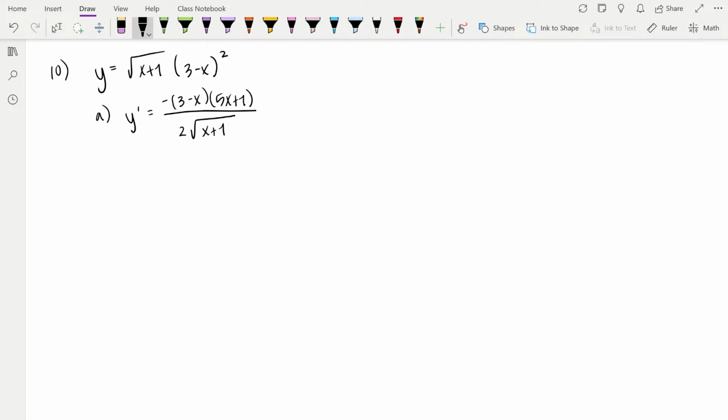But first of all, I have a product rule, two things multiplied together, but I also have a root. I would like it written with exponents. So let's rewrite this as y equals (x plus 1) to the 1/2 times (3 minus x squared). So I have two different functions multiplied together. I will need the product rule. As I take the derivative of each piece, I will need the chain rule, but I start with the product rule.